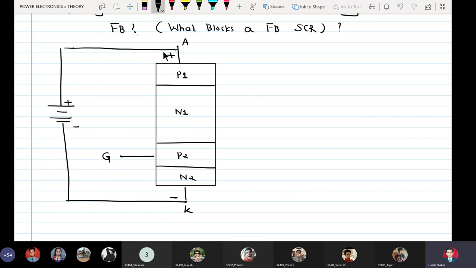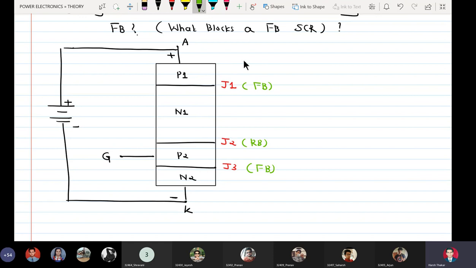Now we know that there are three PN junctions here. Okay, the first junction is J1 between P1 and N1. The second junction is J2 between N1 and P2, and the third junction is J3 between P2 and N2. So now J1 is forward biased, J3 is forward biased, but J2 is reverse bias.